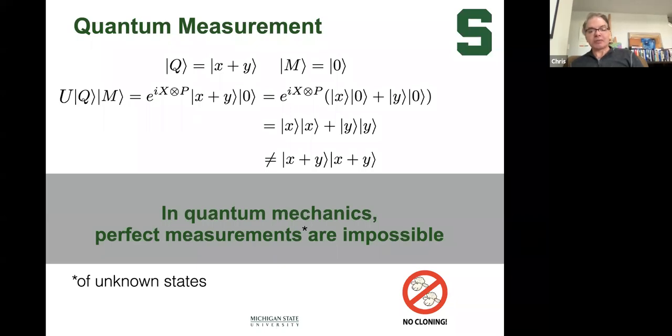And I should say perfect measurements of unknown states are impossible. If you have a prepared state, you can actually copy that just fine. Cloning machines only don't work on unknown states. And if you don't know what that means, I'm going to talk about what unknown states even means in about 10 minutes or so.